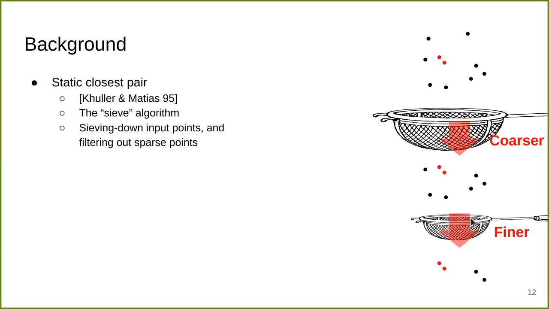Then we use a smaller sieve. Again, we put them into the sieve and keep only the denser points. So we see that the closest pair trickles down to the later levels where we can find the closest pair with lower cost.